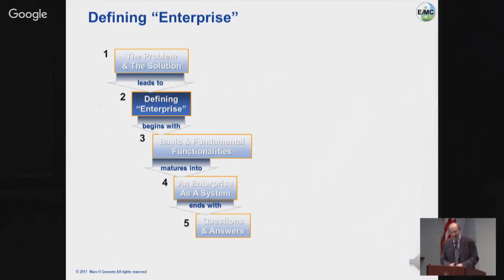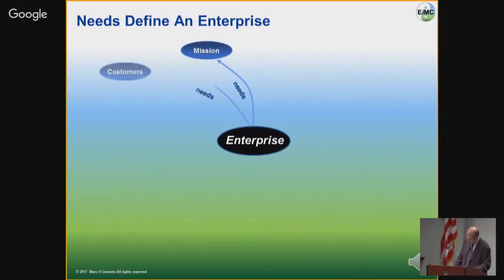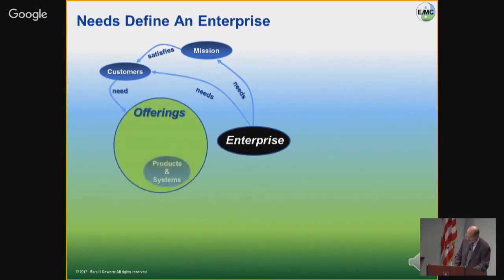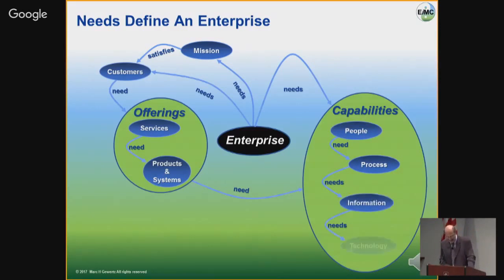Next, I will define an enterprise in the context of practicing EA. An enterprise can be any endeavor, but regardless of what the enterprise specifically is, an enterprise needs a mission to give it purpose and motivation. An enterprise also needs customers to give it an energy source to fuel the motivation for the enterprise to take actions to accomplish the mission, captured in a statement of what the enterprise will do to satisfy the customers. Customers need offerings of products, systems, and services. Capabilities are needed to produce offerings, and therefore the enterprise needs people, process, information, and technology to satisfy the needs of the customer, which satisfies the needs of the enterprise.